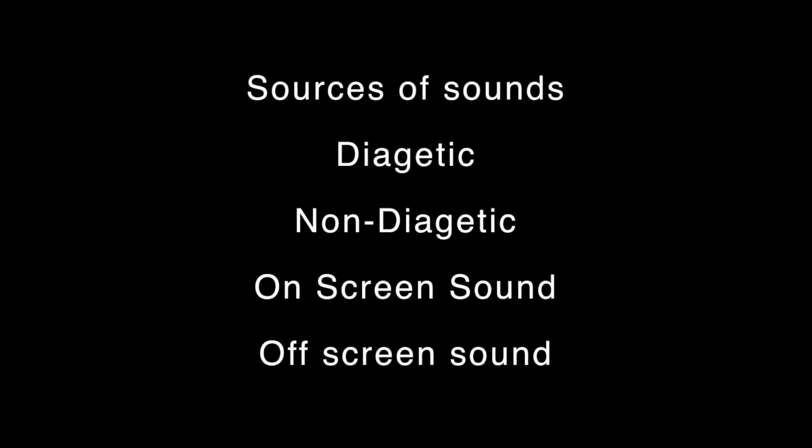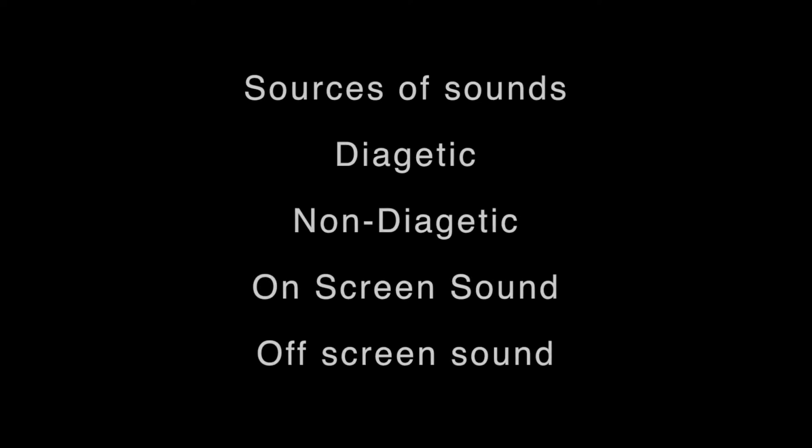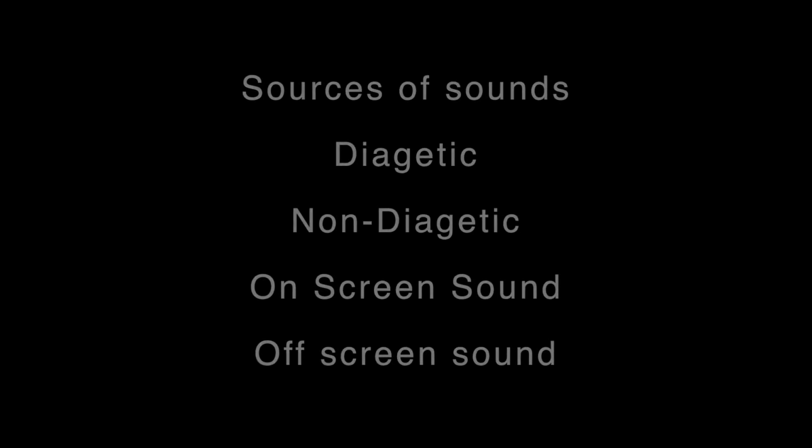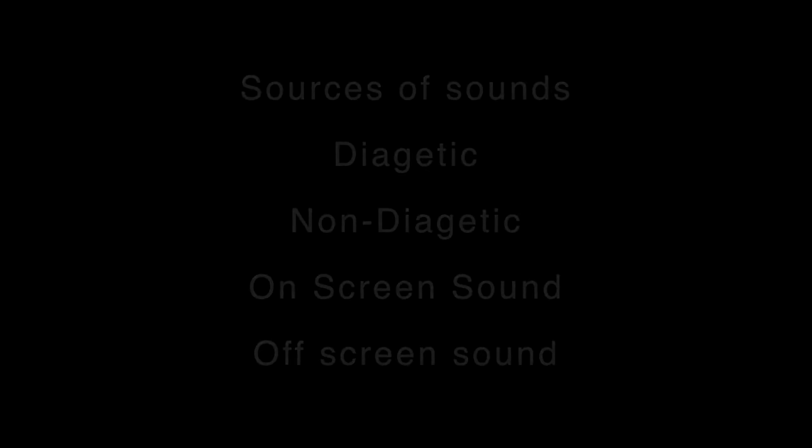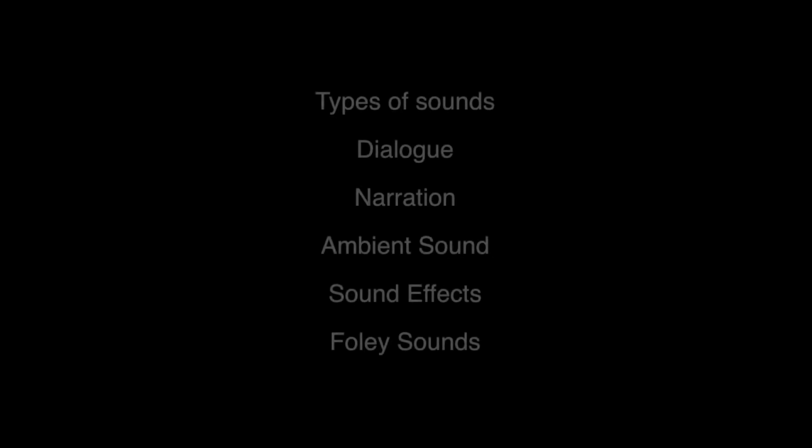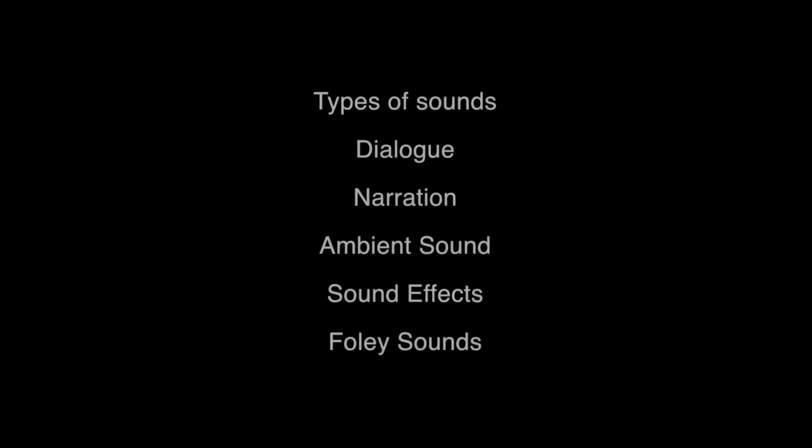On-screen sound emanates from a source that we can see. Off-screen sound derives from a source that we cannot see. While these are the sources, there are also different types of film sound. For types of film sound, there's dialogue, narration, ambient sound, sound effects, and Foley sounds.